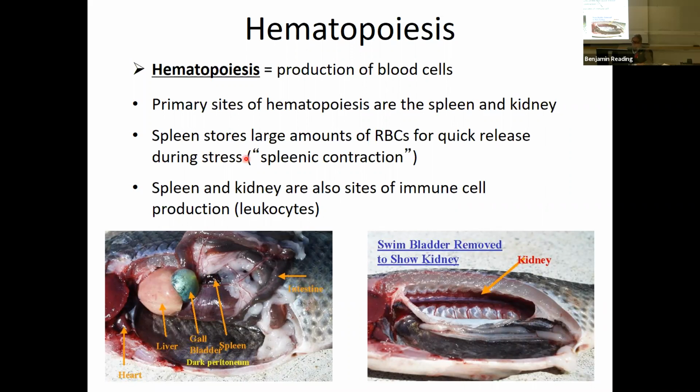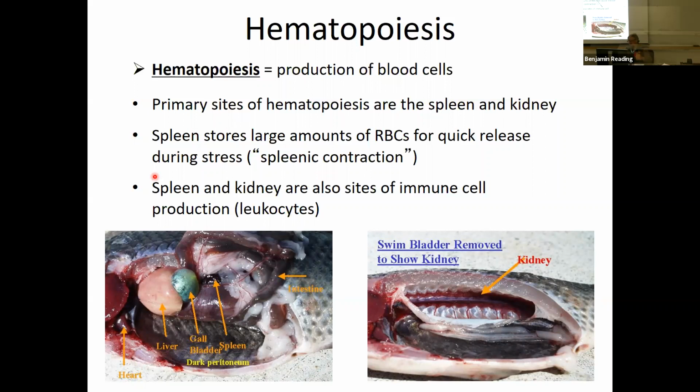The spleen also stores large amounts of red blood cells. And so if a fish actually gets injured or stressed or swims from high dissolved oxygen water into low dissolved oxygen, the spleen will literally contract and release a bunch of red blood cells like that. The fish can actually change its hematocrit in a matter of seconds. So it can go from a hematocrit of 20 to 30 just by contracting the spleen. So they're kind of cool.